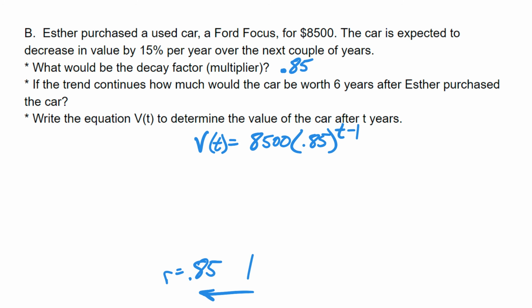And then if the trend continues, what would it be worth 6 years after? Well, 6 years after would be the 7th year. I've already taken this and put it in my calculator. So all I've got to do, you can do the same or you can trust me. I look at this and I see year 1, Ford Focus is worth $8,500. So after 6 years, that would be 6 years after year 1 is year 7. So what we end up with is a car that is worth $3,200, excuse me, $3,580.